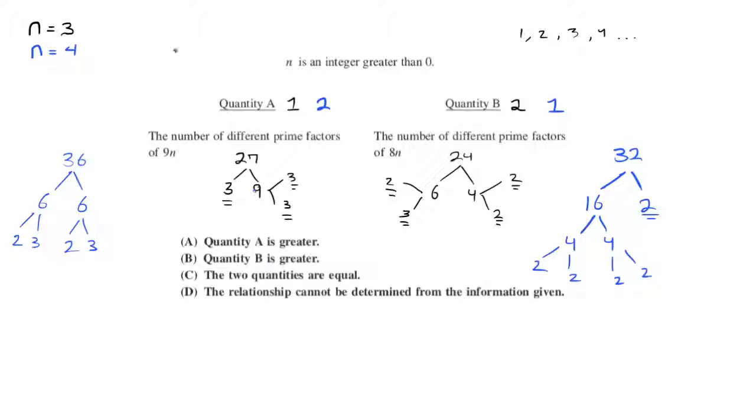Clearly, since we've chosen 2 different numbers within the constraints of the problem, and we've gotten 2 completely different results, we have to say that the relationship cannot be determined from the information given.